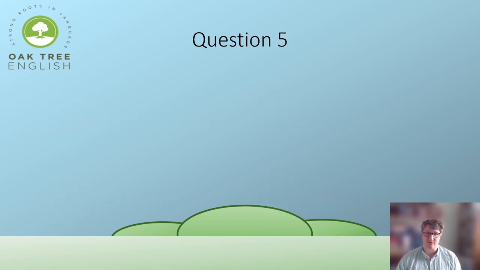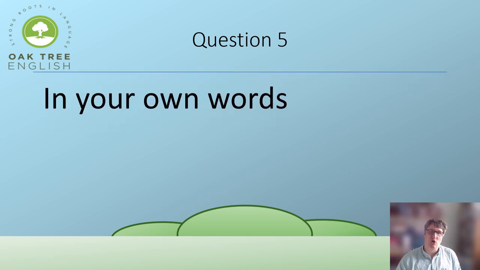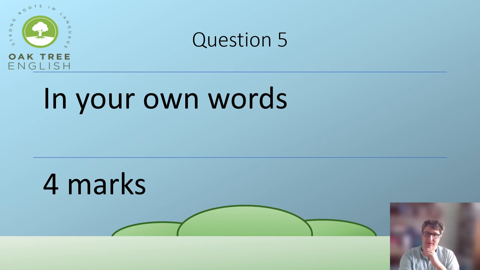Bringing us on to question five. Now, question five is where you're starting to talk about both texts. You're bringing them together, and in this case, you're putting things in your own words. It's worth 4 marks this time.